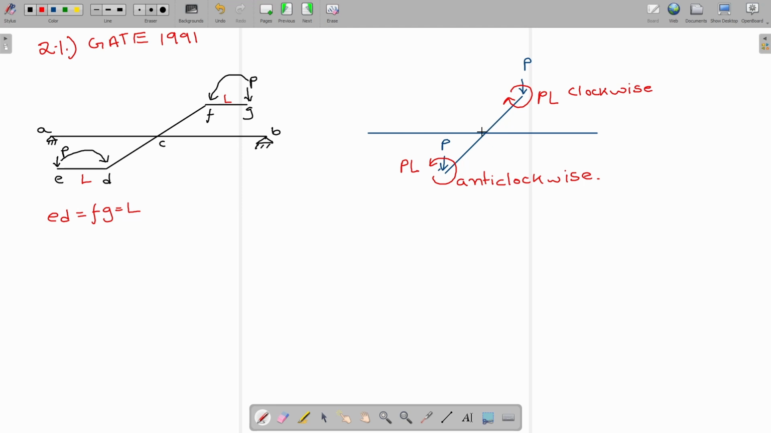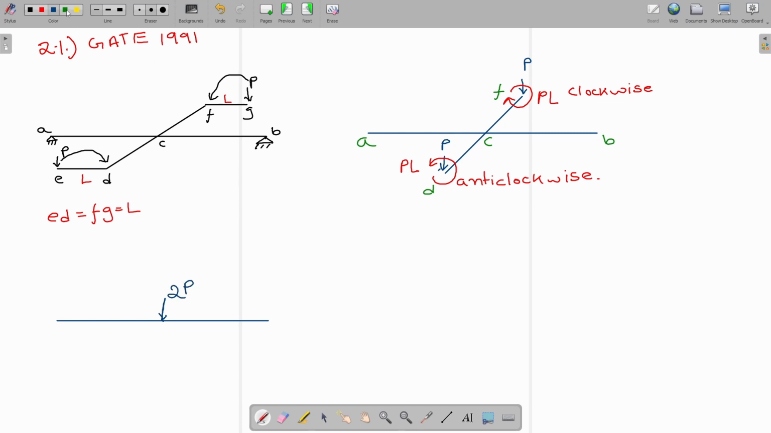Now what we are going to do is the same mechanism, that is we are going to transfer this force P and this force P to the middle point C. This point is C, this point is F, this is D, this is A, this is B. Now we are again going to transfer these forces at the point C. Therefore, if we do this, the diagram will be like this. At the middle point, the load is 2P.